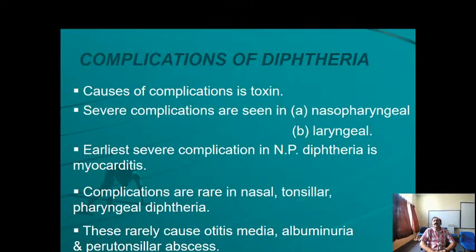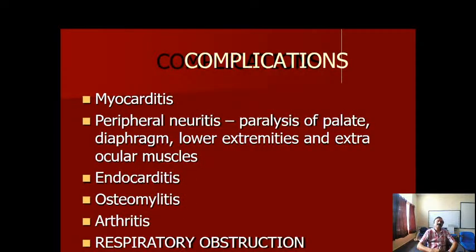The complications of diphtheria are due to the toxin. Severe complications occur in nasopharyngeal and laryngeal diphtheria. The earliest severe complication in nasopharyngeal diphtheria is myocarditis. Complications are rare in nasal, tonsillar and pharyngeal diphtheria, so it's basically the nasopharyngeal variety which has more complications. Rarely you can get otitis media, albuminuria and peritonsillar abscesses. So the complications which are listed here, we'll discuss some of them in detail.